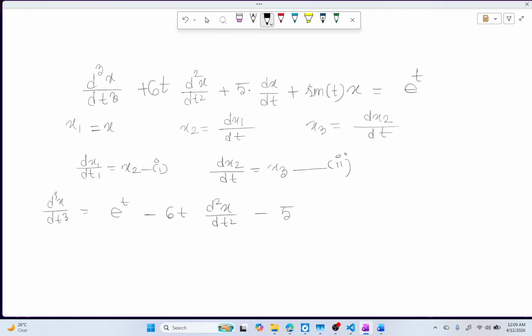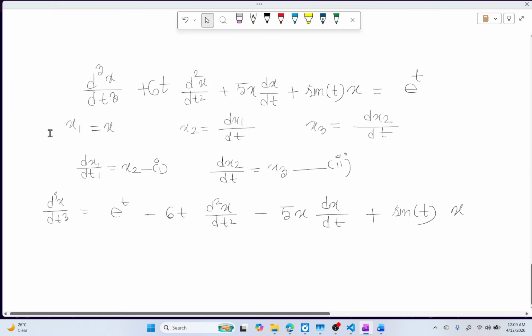Oh, this is not y, this is actually x. So 5x dx by dt, and then let's write here x sine t x. Okay, so now let's modify this thing. You can see that d cube x by dt cube.